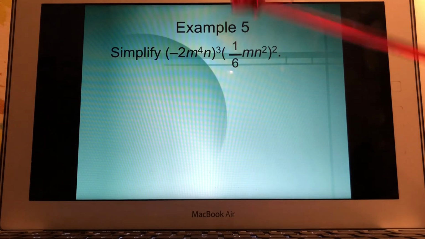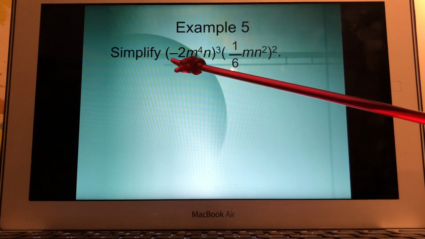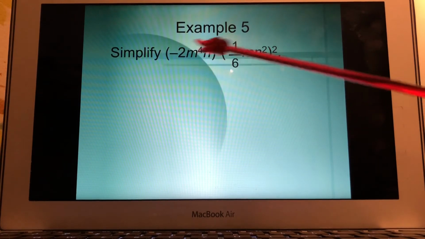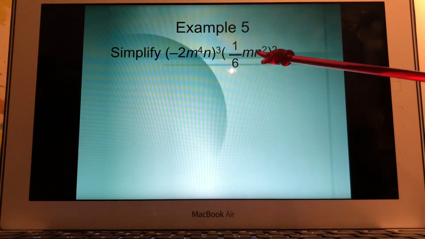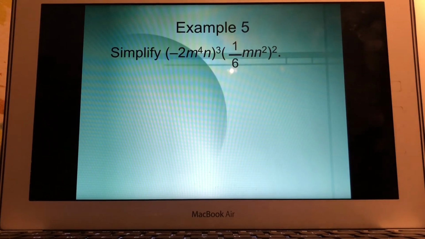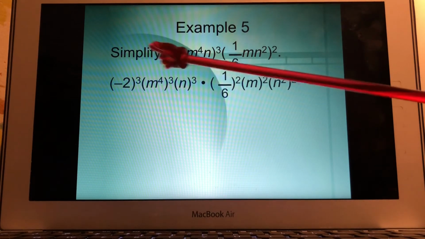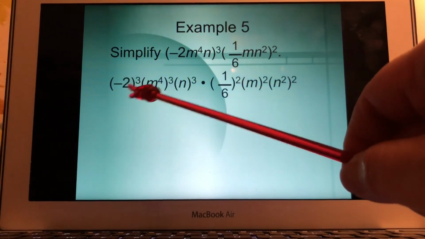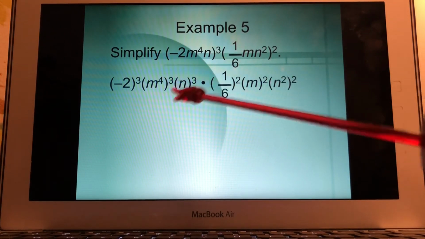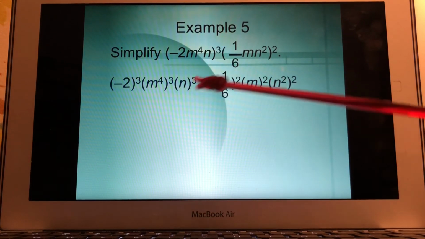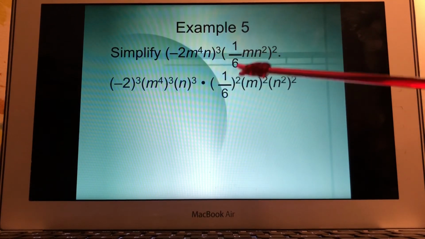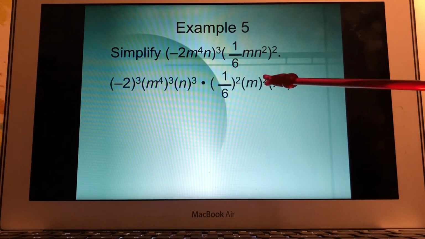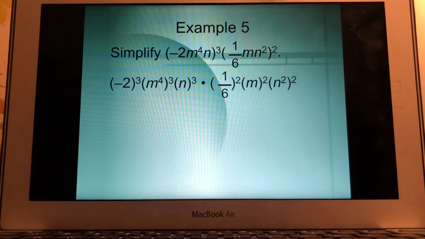All right, let's take a look here. I have -2m to the 4th n. This whole thing is cubed. 1/6 mn squared. This whole thing is squared. Now, first, let's take a look at this one. Okay, each term is going to be cubed, right? So the -2 cubed, m to the 4th cubed, n cubed. And then I'm going to multiply that with 1/6 squared, okay, and then m squared, and then n squared squared.